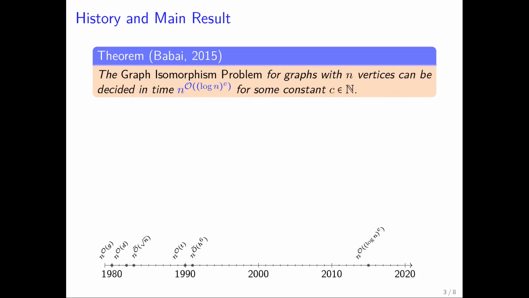After more than 2 decades, Babai had this breakthrough result where he showed that the graph isomorphism problem for graphs in general can actually be decided in quasi-polynomial time. That's an exponential function, but the exponent of this function is some polylogarithmic function. The c you can see here can be chosen as 2 according to Helfgott's analysis.